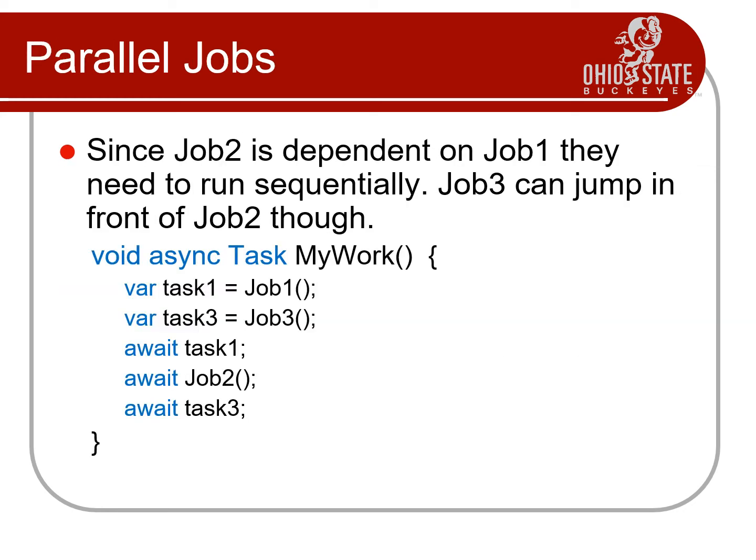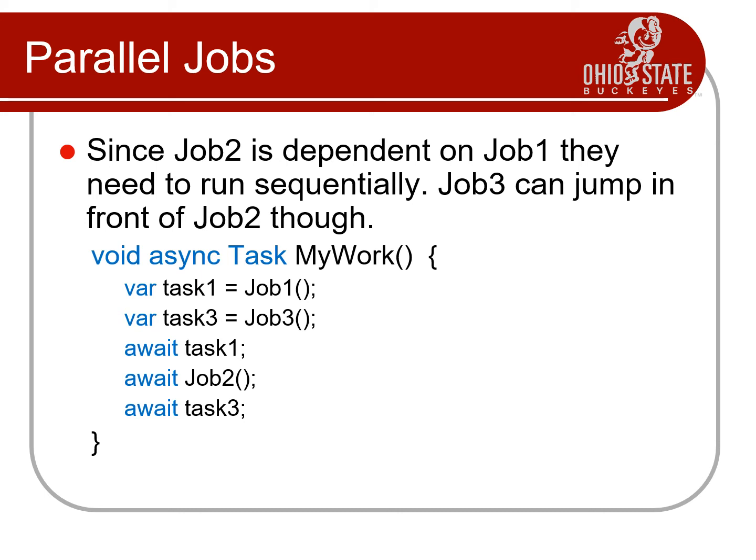So job 2 we decided is dependent upon job 1, so I can't start it until after job 1. But job 3 I can jump in front of job 2. So I'm going to restructure my work to have a task that comes from job 1, and a task that comes from job 3. I put var here, but this really is going to be a type of task. I probably should have done that more explicitly. And then I'm going to tell it that, hey, we need to wait for task 1 to finish.